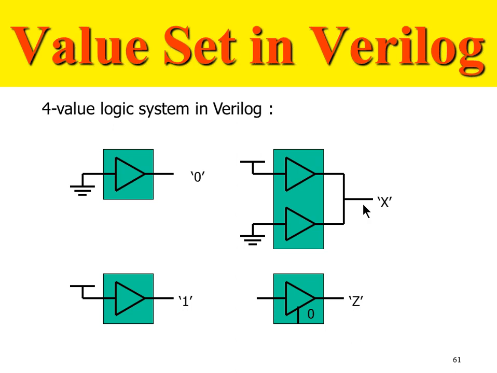So 0, 1, X and Z are possible values in Verilog. But technically speaking, you should always operate at logic 0 or logic 1. The Z part is only for tri-state, which is a temporary condition when you're using bidirectional ports.